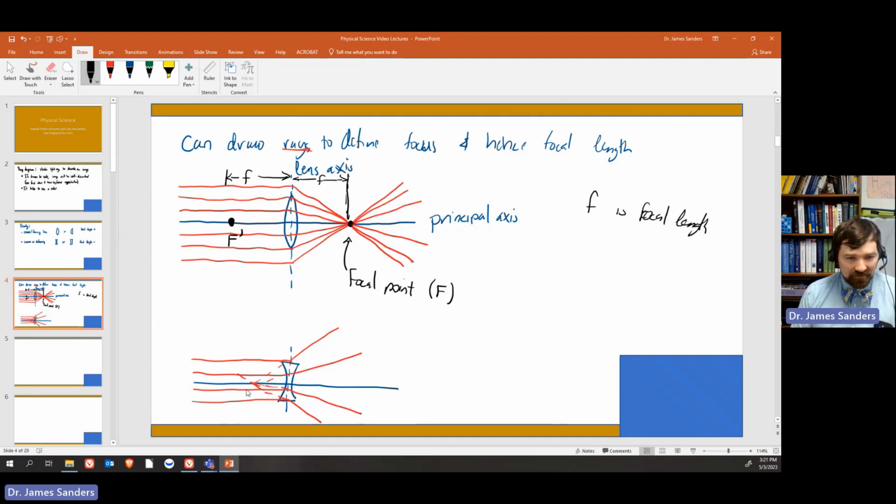So this right here is my virtual focus. This is my focal point F. Same distance away on the other side is F prime. And then this length right here is again my focal length. Note that in this case, the focal length is negative, so I could put a negative in front of the F here if I wanted to.